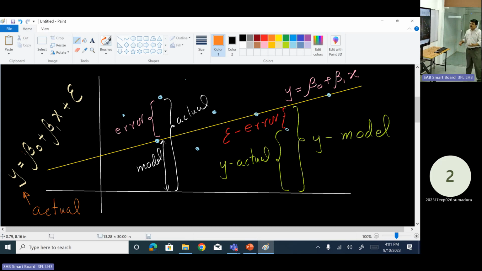Now developing the regression model means developing this equation. What does that mean? We have to find out this beta naught and beta 1 from the data given. So we need a formula to get these two. Before going into that, we need some preliminary things, so we'll discuss that and then go.